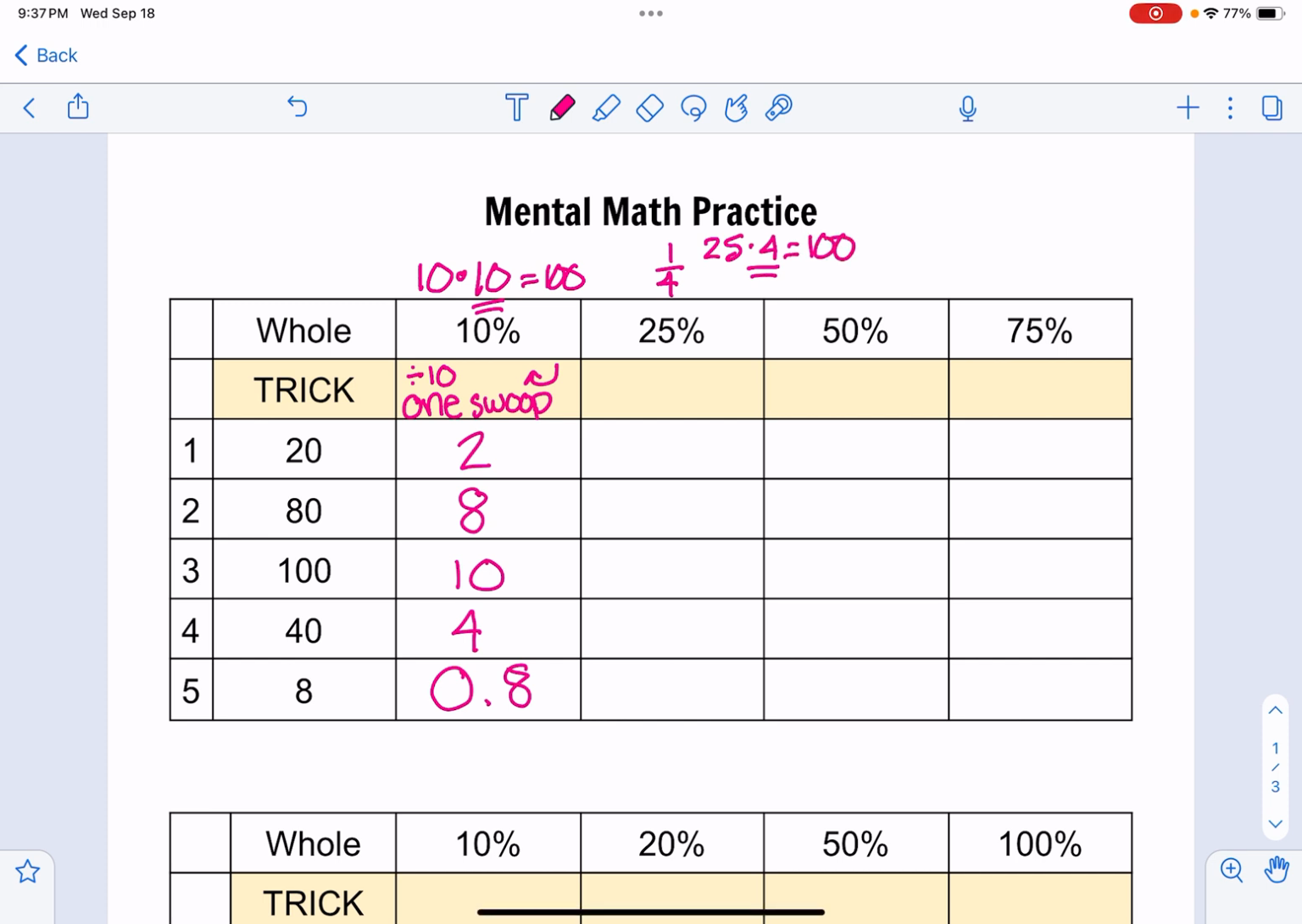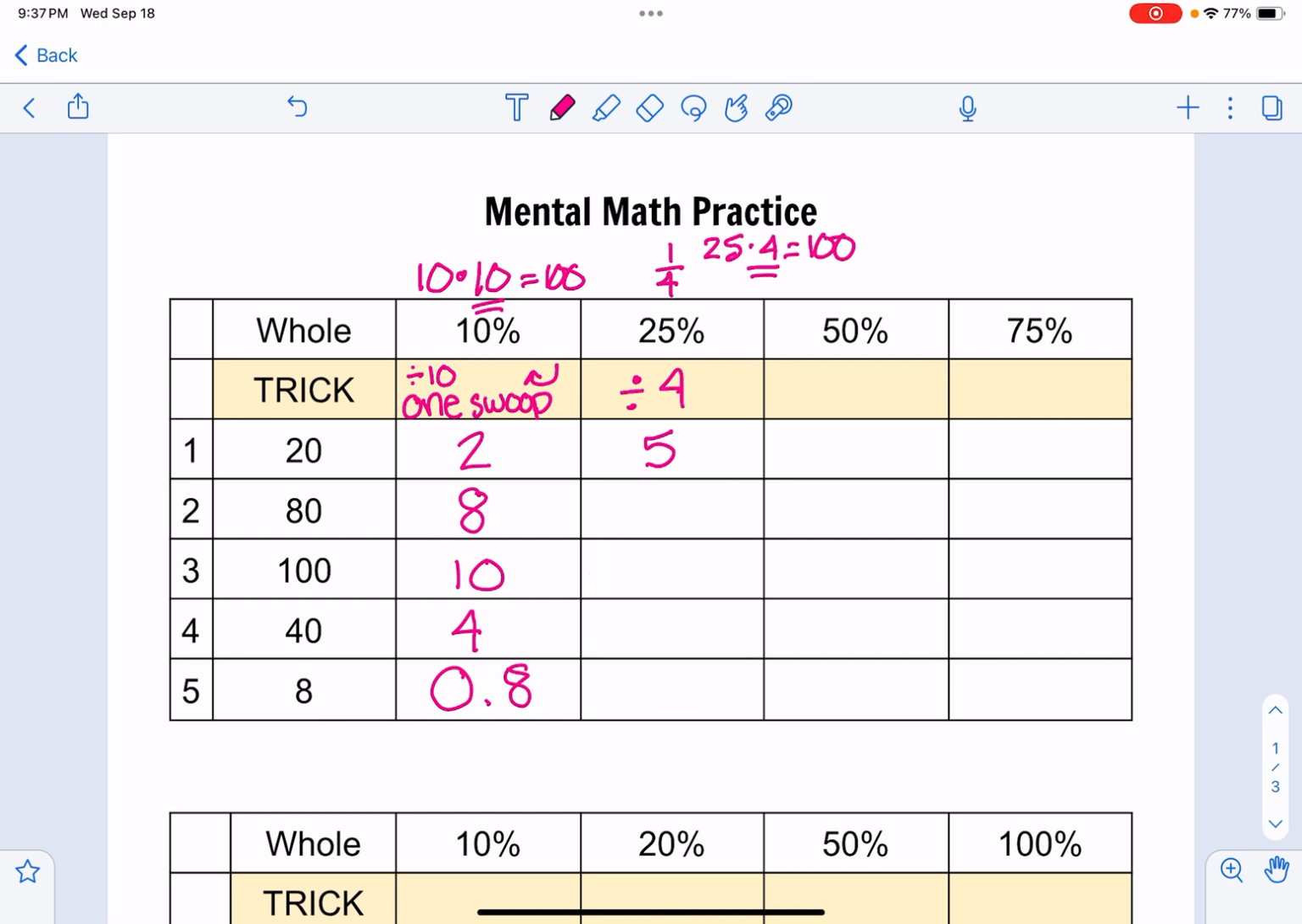So to find 25% of something, we go backwards. We're going to be dividing it by 4. You can't do any swoops when you're dividing it by 4. That only works for like 10, 100, 1,000. So to divide by 4, you just have to divide by 4. So 20 divided by 4 is 5. 25% of 20 is 5. Go ahead and finish the rest of this column. Divide each number by 4. Pause the video and unpause it when you're ready to go over it.